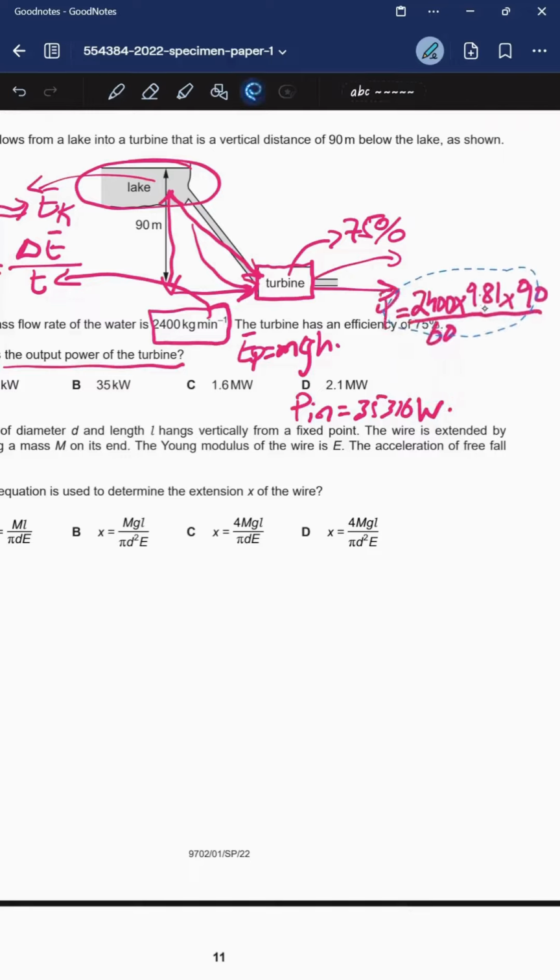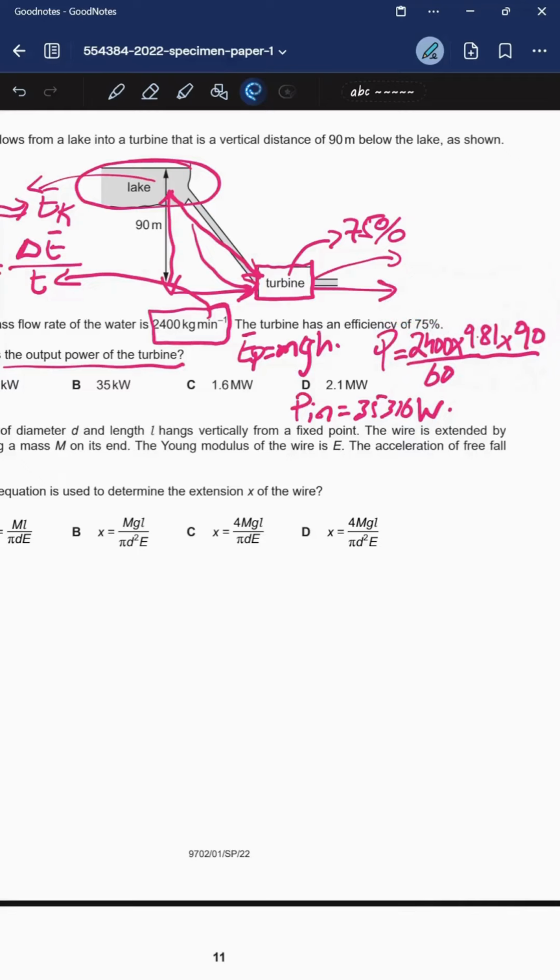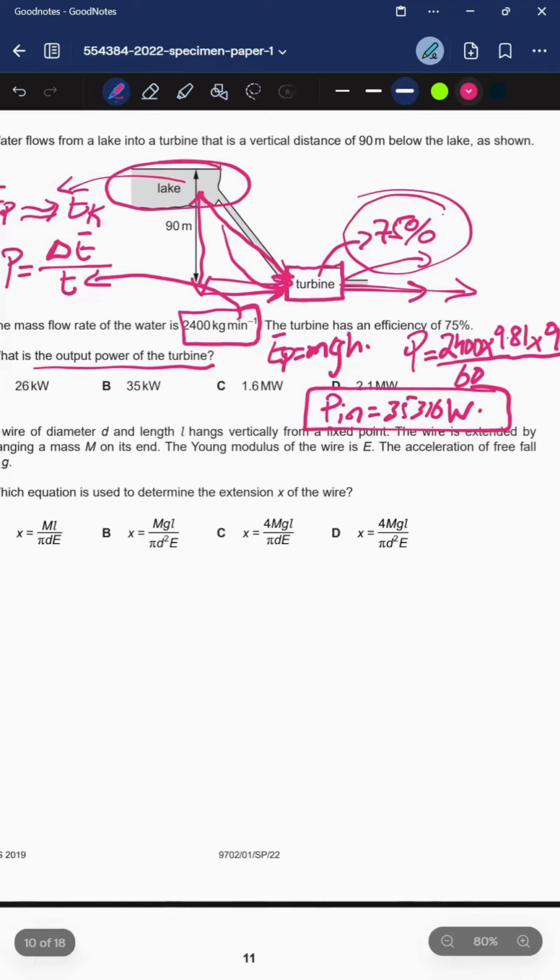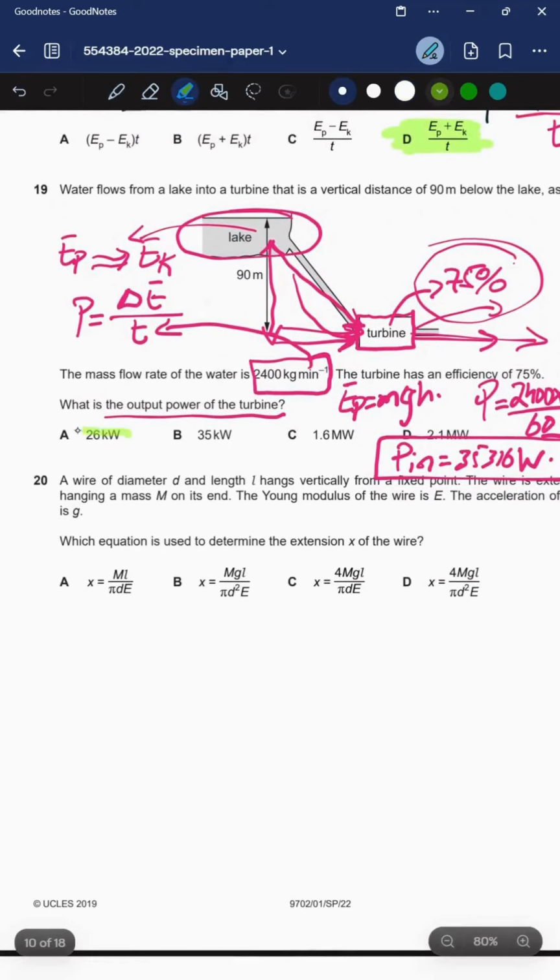Let's move it up. Now we know the total power input, right? And we can easily compute the total power output because we know the efficiency of the system, right? So if you are giving 100 watts as an input, you are going to get 75 as an output. So if you are giving 35,316 as an input, then you are going to get 75%, which is 26,487. So I can say that option A is the answer, which is closest to the right total power output.